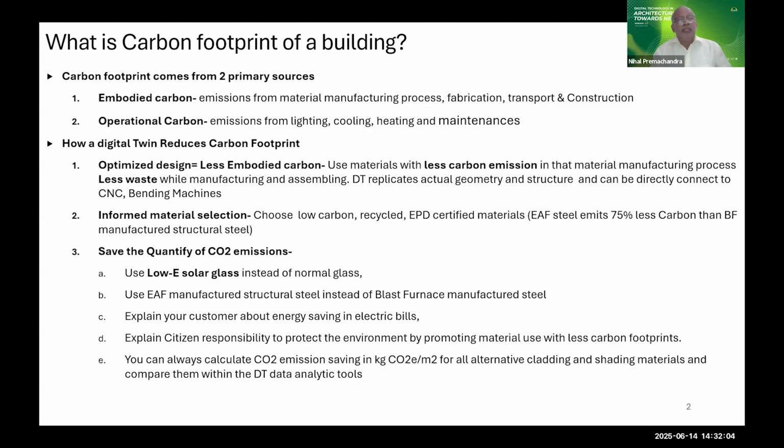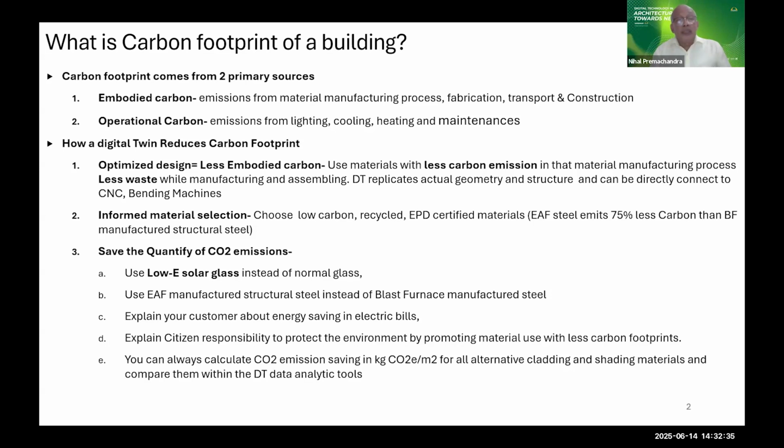Now, it is important that you save the quantity of carbon emissions. You can use low E glass instead of normal glass. You can use electric arc furnace manufactured structural steel instead of blast furnace manufactured steel. And you can explain to your customer about energy saving in electrical bills, because when you use low E glass, your cost will go up, but it can be offset by the benefits that you are getting with low carbon emission.